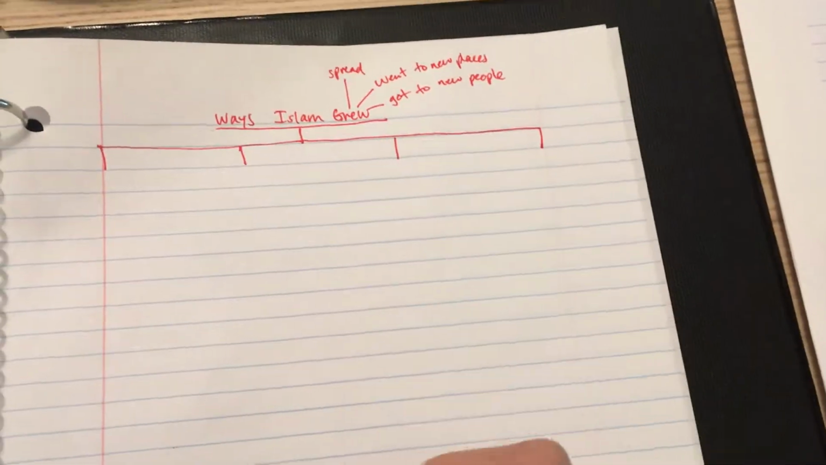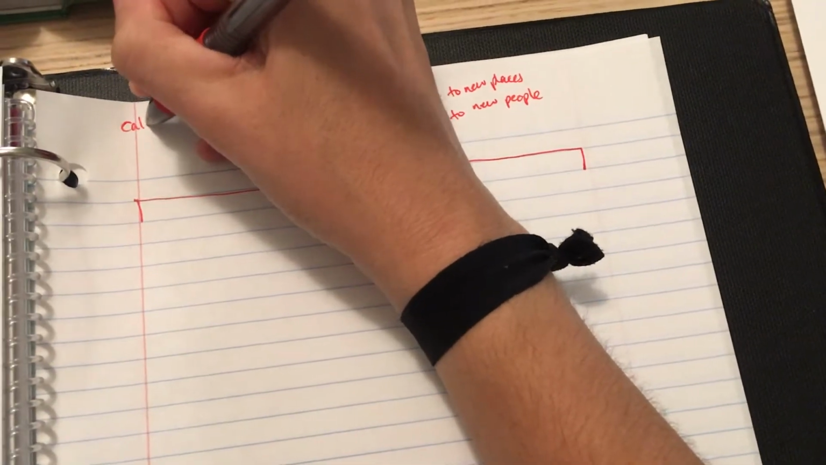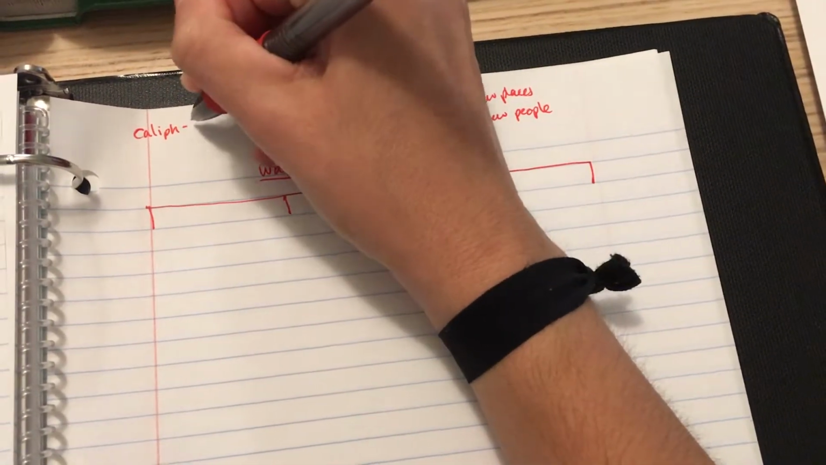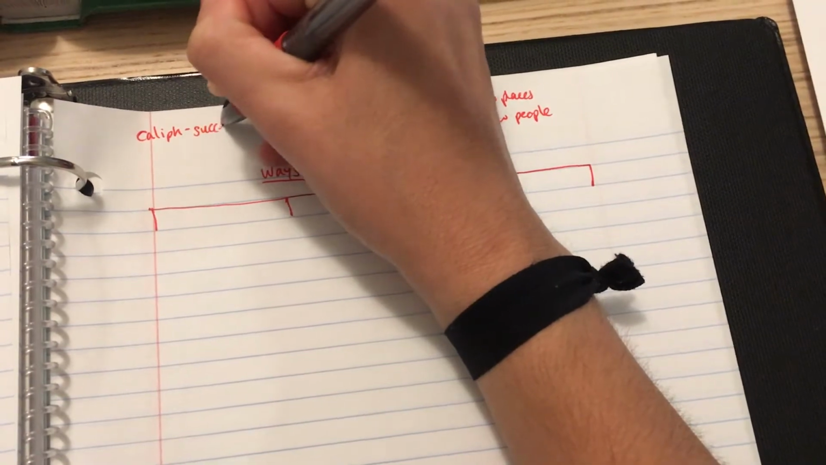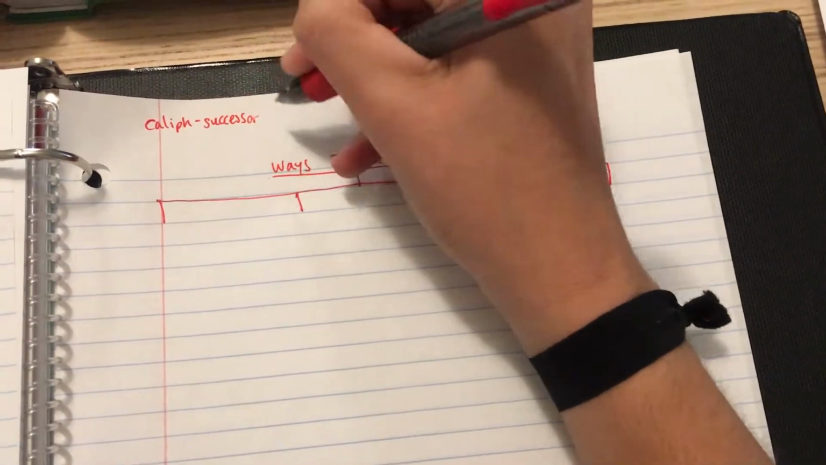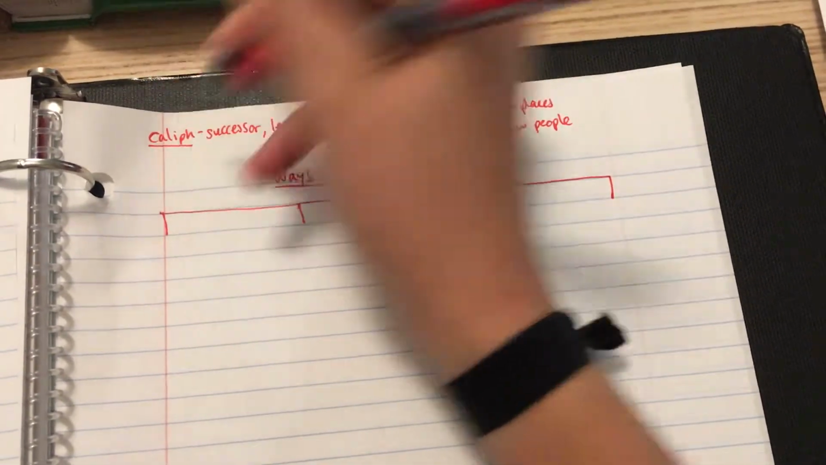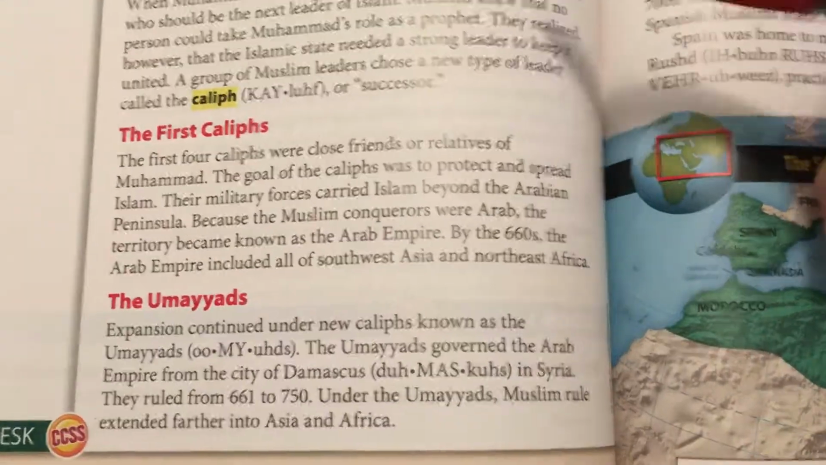The first caliphs. Before I go any further, I want to make sure I write down this vocabulary word about caliphs. So I'm going to go to my notes. And I don't think it's a way Islam grew, but it is an important vocabulary word, so I'm going to write it right here. And caliph means successor. And it's also someone who would be the leader of Islam. So that's one of my vocabulary words. Okay, and we keep going back to this reading.